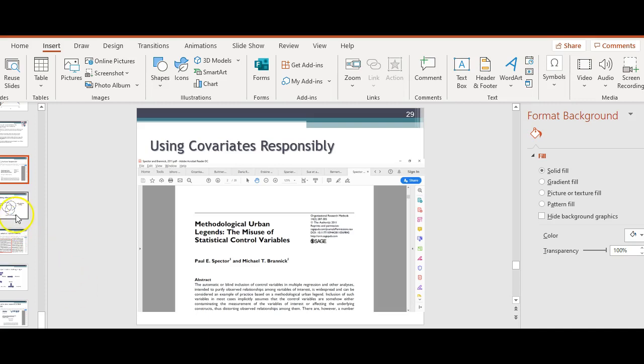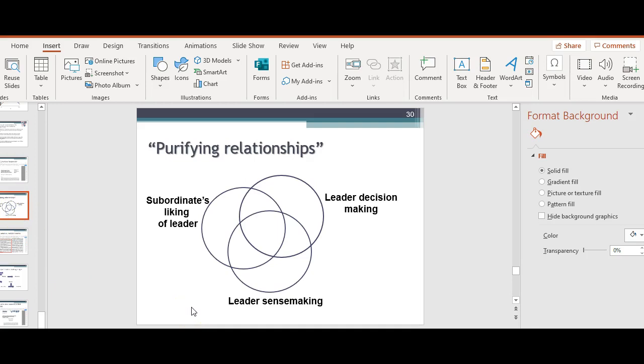So there is an example in Spector and Brannick specifically. Let's talk about the first thing that they mention. One of the first things is this purifying of relationships. And so this example is adapted from theirs. We have the nuisance variable, or the covariate, and that is the subordinate's liking of their leader. So I'm trying to make a realistic example so it's easy to understand.